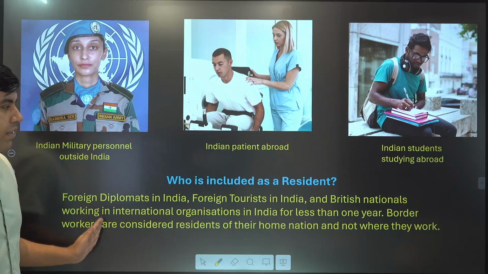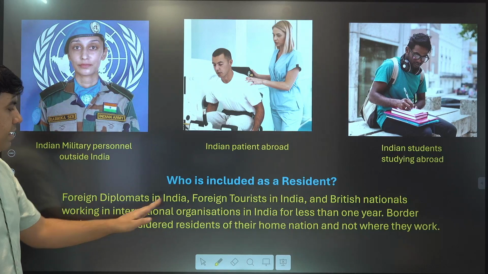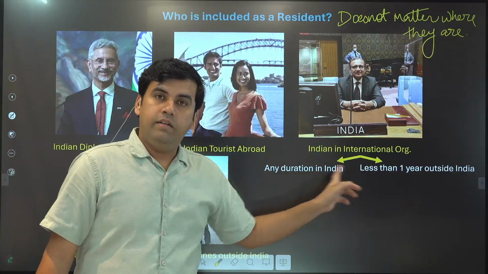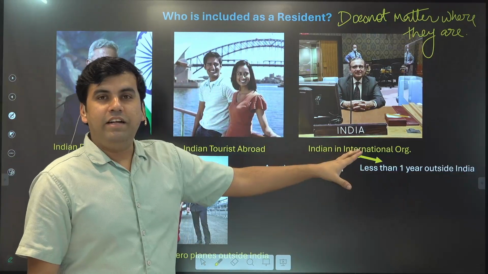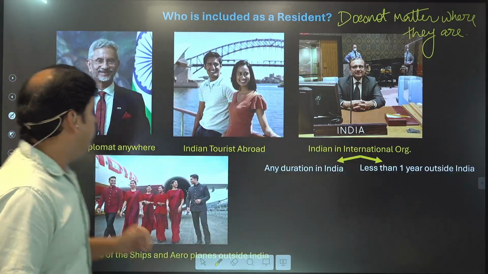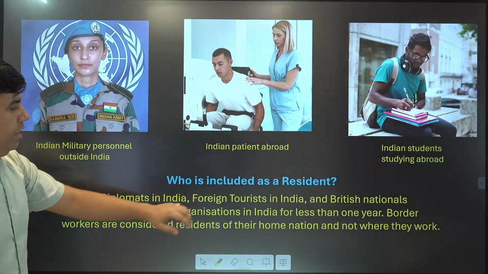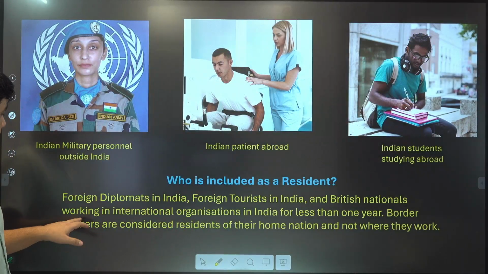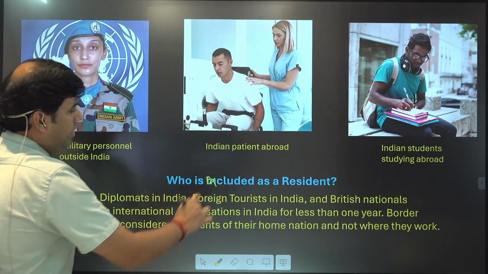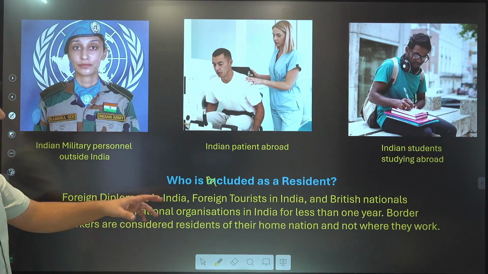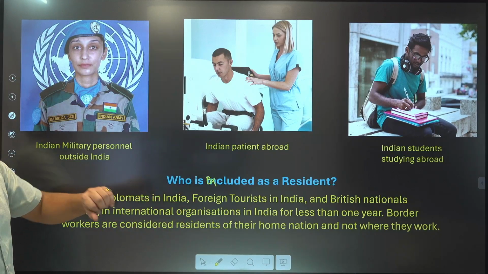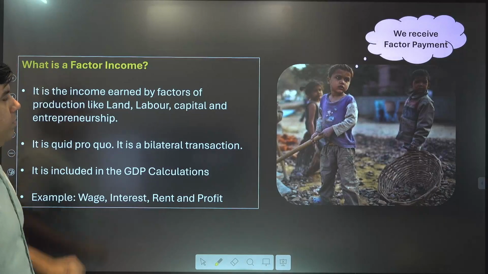Now, foreign diplomats in India, again the same conditions apply. If these conditions apply to Indians, they apply to foreigners also. So all these foreign tourists in India are excluded for less than 1 year. Border workers are considered residents of their home nation and not of wherever they work. Simple, just the opposite of that.